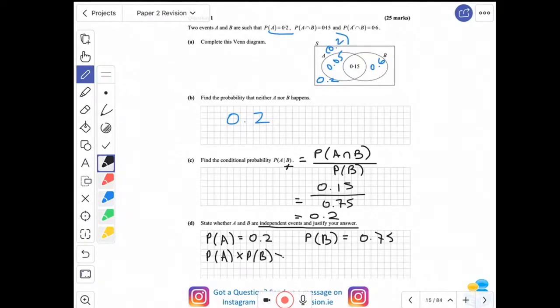So we're going to do 0.2 multiplied by 0.75, and we get an answer of 0.15. Now that is equal to the intersection, which is the probability of A intersection B. So therefore, A and B are independent.